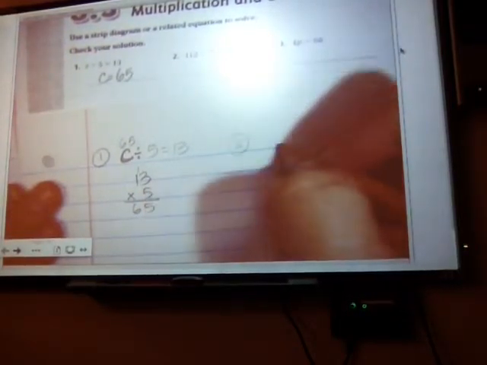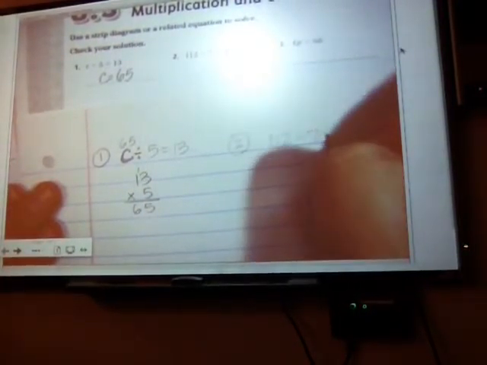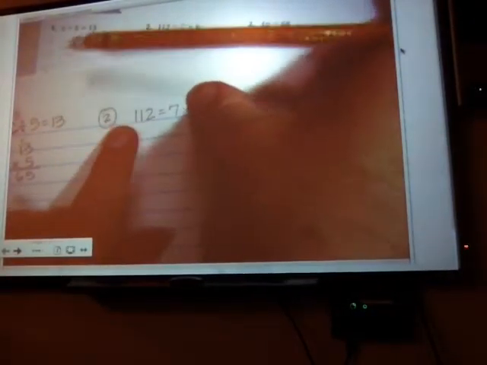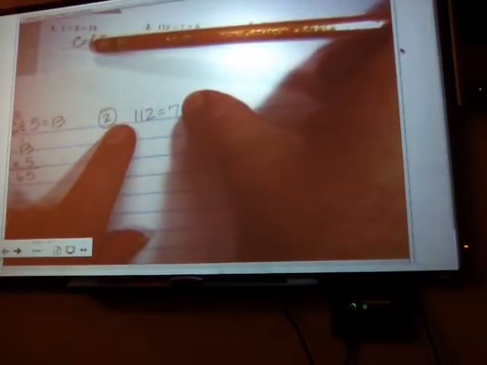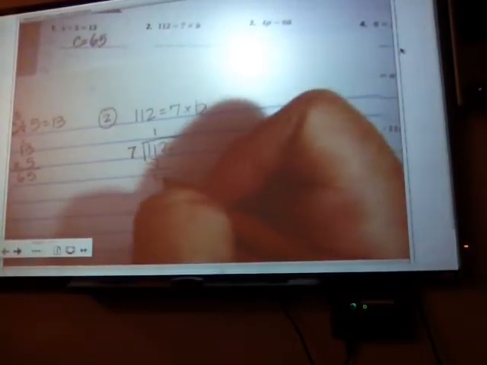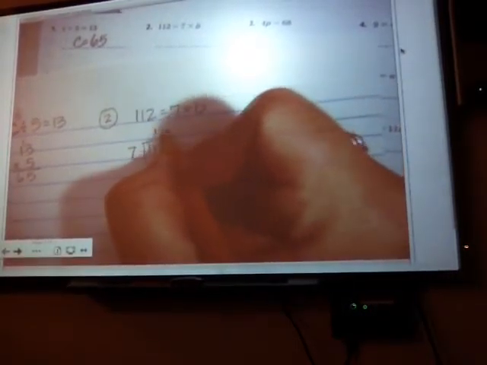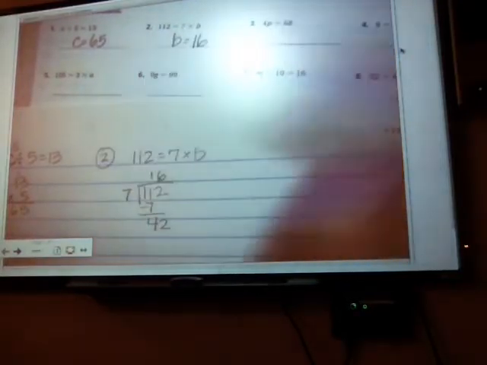Number 2, 112 is equal to the same thing as 7 times b. If I cannot multiply 7b times to get 112, therefore what am I going to do with 7 and 112? Divide. So 112 divided by 7. How many times can 7 go into 112? 16 times, so therefore the value of b is 16.